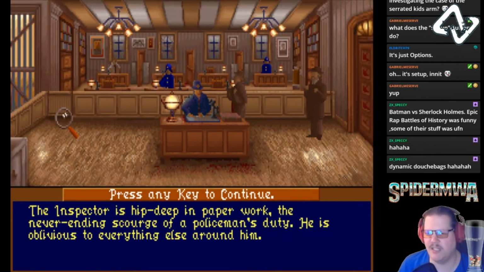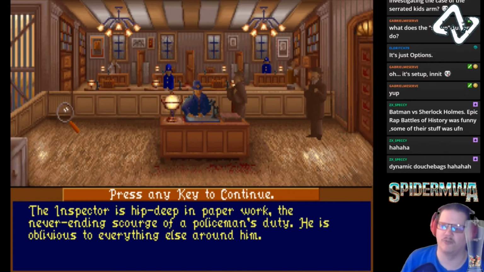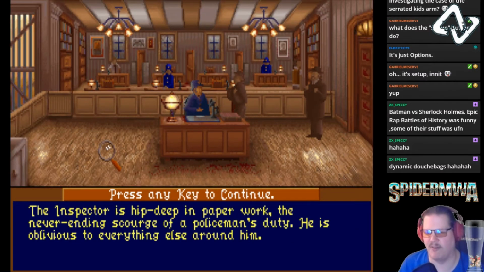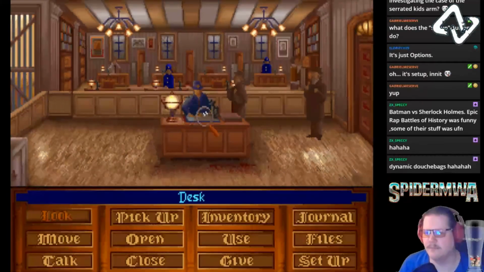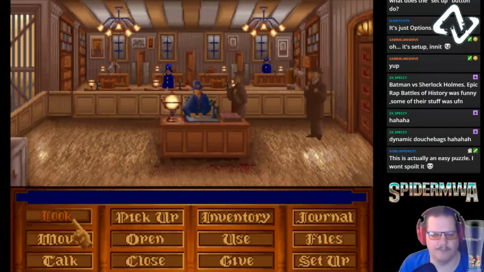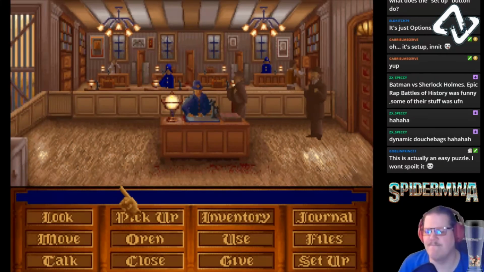The inspector is hip-deep in paperwork, the never-ending scourge of a policeman's duty. He's oblivious to everything else around him. This is actually an easy puzzle. I won't spoil it.